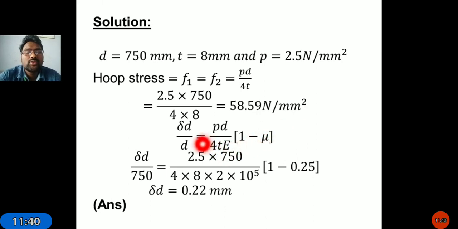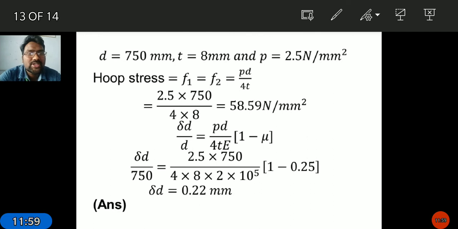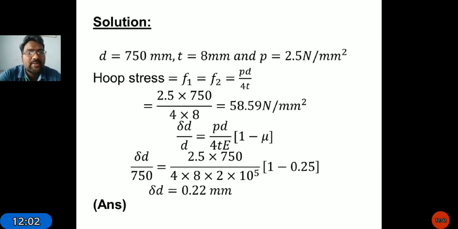Okay, now we need to calculate the change in diameter by using the circumference strain. Delta d by d is equal to PD by 4tE into (1 minus mu). Okay, it is the formula for diametrical strain. By using this formula we calculate the change in diameter. That means by substituting all the remaining values, that is diameter, pressure and here also diameter, and 4 t and Young's modulus, 1 minus mu. Mu is nothing but Poisson's ratio. Okay, by simplifying the above equation we will get the value of change in diameter as 0.22 millimeters.